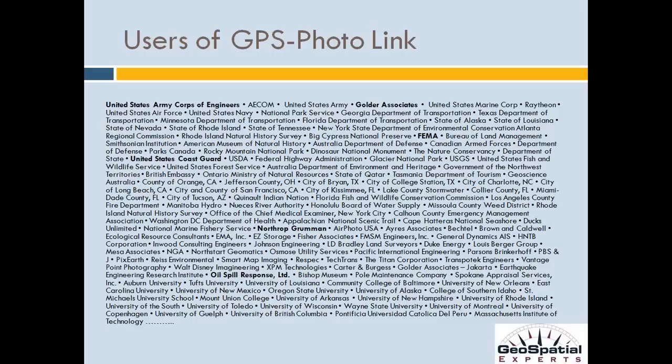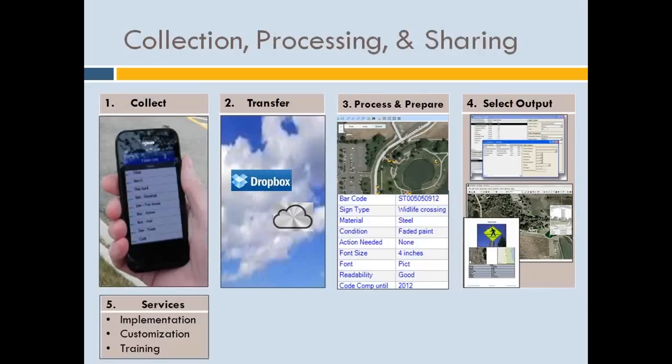The GeoJot GPS photo link system is an end-to-end system, as I mentioned, for the data collection, output creation, and information sharing. We can conceptualize it in 4 or 5 parts. The first is a collection system where you collect the photos and the attribute information using your Android or iPhone devices. The next one is the transferring of the photo and encoded attribute information to make it available to the processing system.